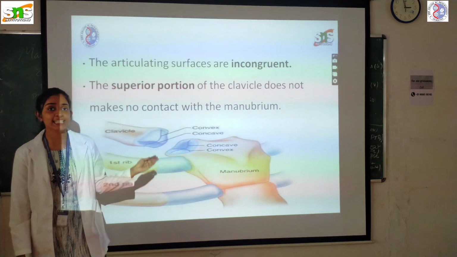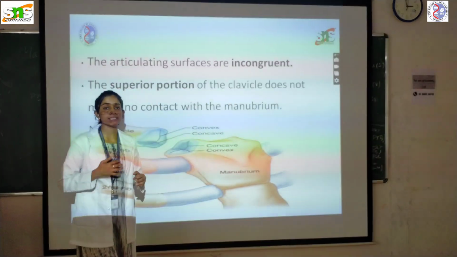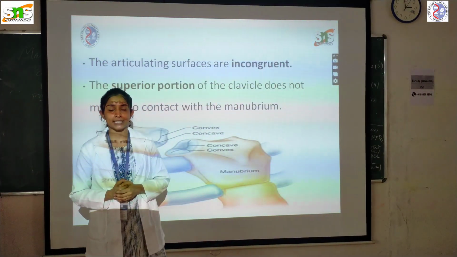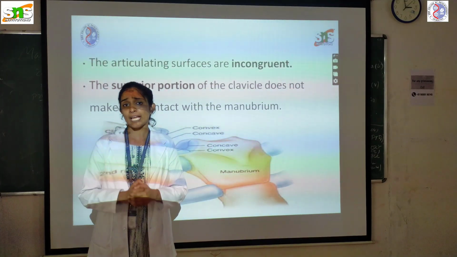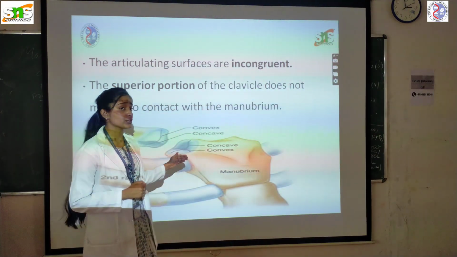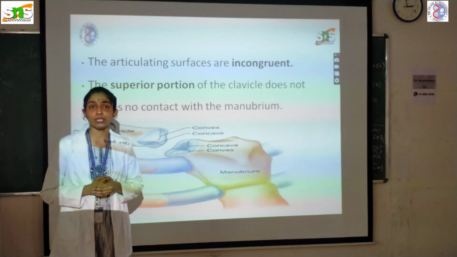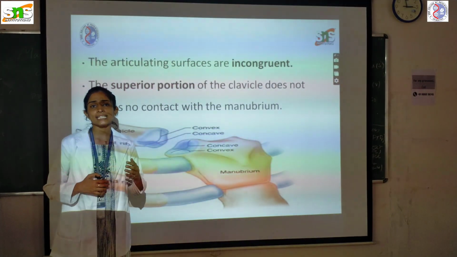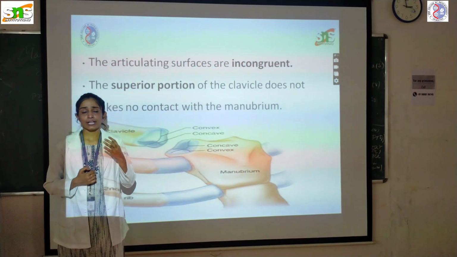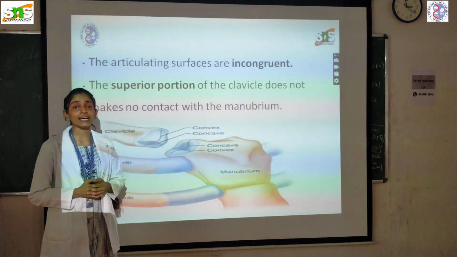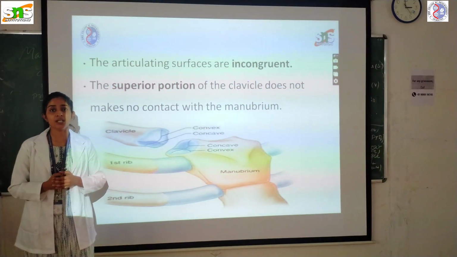So this joint is a complex joint. Some structures surrounding the joint should provide the stability. The basic or primary stabilizing structure for the sternoclavicular joint is your sternoclavicular disc. So what is the function of the disc? The function of the disc is to provide stability, and it also provides congruency to your joint.